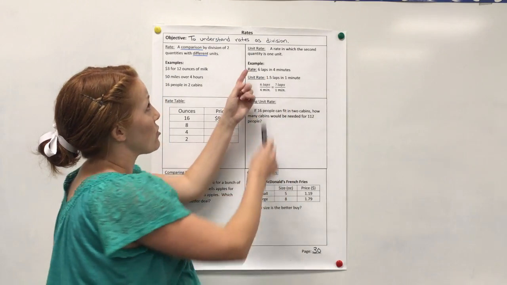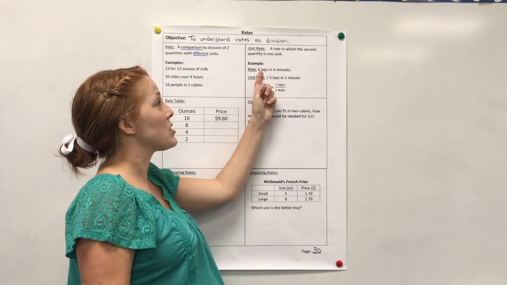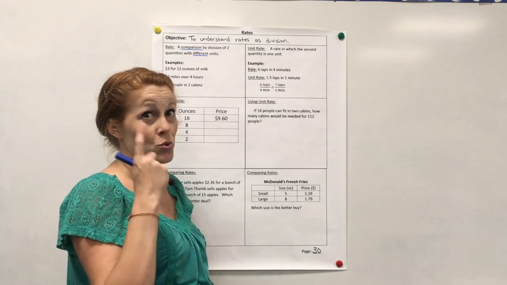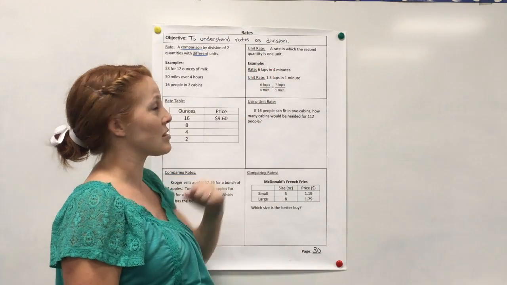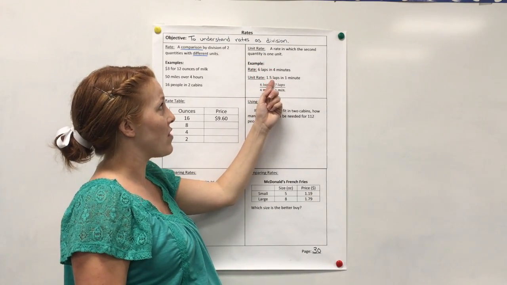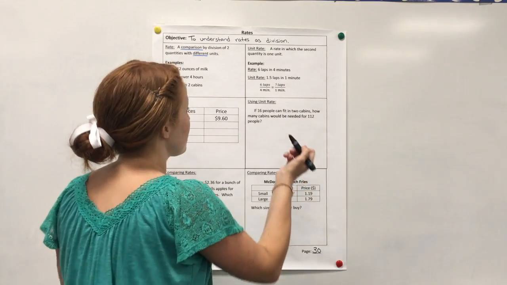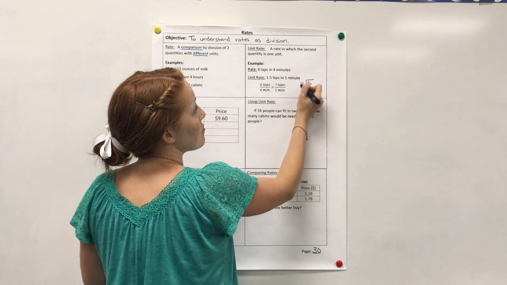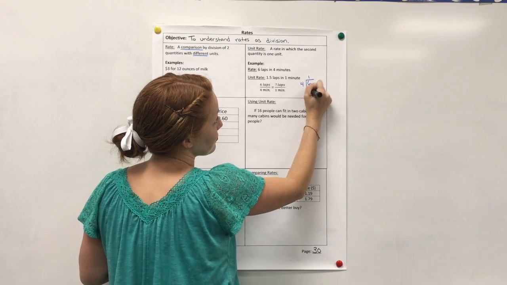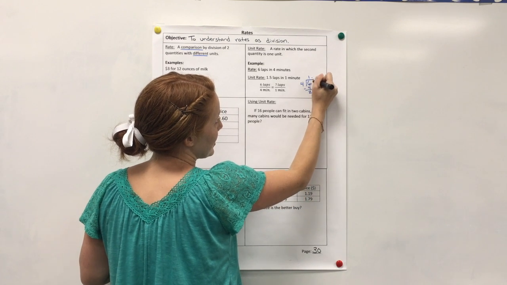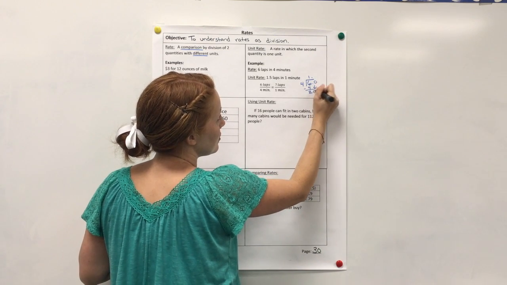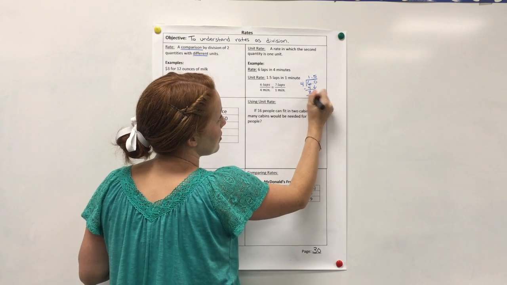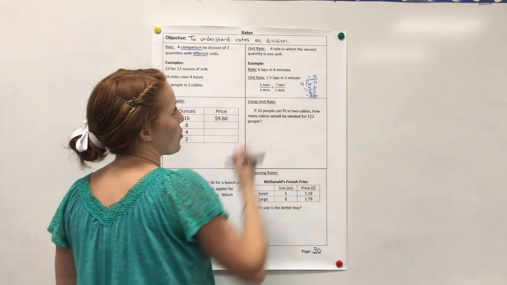So in this case, here's a regular rate, 6 laps in 4 minutes. And if I want the unit rate, as in how many laps for just 1 minute, I could just divide 6 and 4, and I would get 1.5 laps in 1 minute. So I'm going to divide those to show you. Go ahead and divide this with me. 4 goes into 6 once. Add a decimal and a 0. 4 goes into 20 5 times. So 1.5, that's where this 1.5 came from.